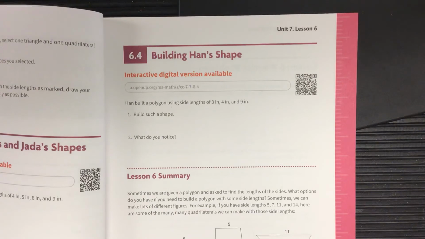3, 4, and 9. That's so weird. That's a weird combination. Well, I already got a good idea. I don't think you can do that. How are we supposed to do that? It's impossible. They're impossible. Okay?